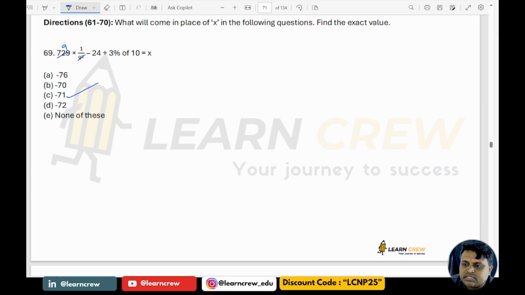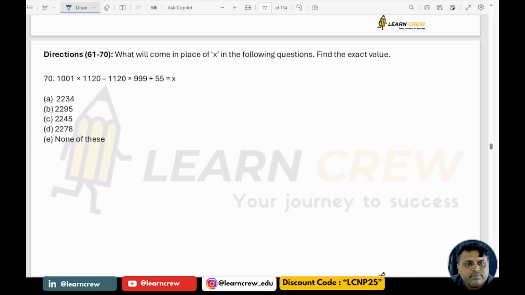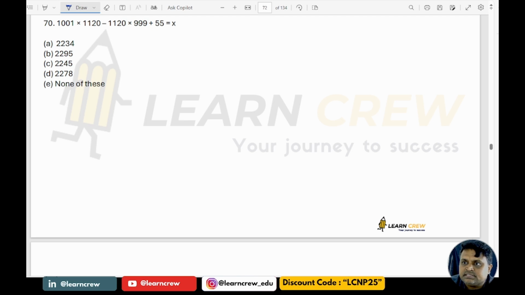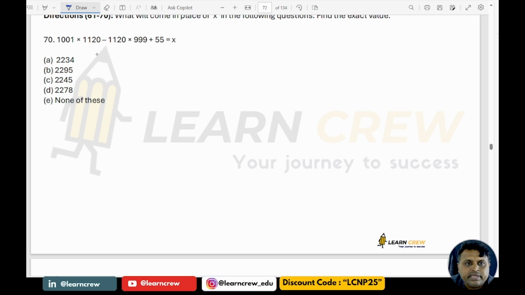Next, the last question in the quantitative aptitude section in the IBPS Clerical Mock Test Series 20. In the entire series, see 1001 into 1120 minus 1120 into 999 plus 55 is equal to x. So if you observe here 1 into 0, here 0, here 0, 5 has to be the last digit. So this is not the, am I correct? This is 0 minus, here also 0 plus 5. So the last digit has to be 5. These two cannot be the answers.